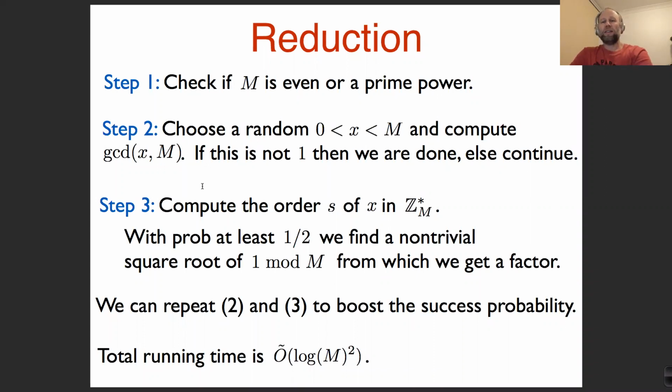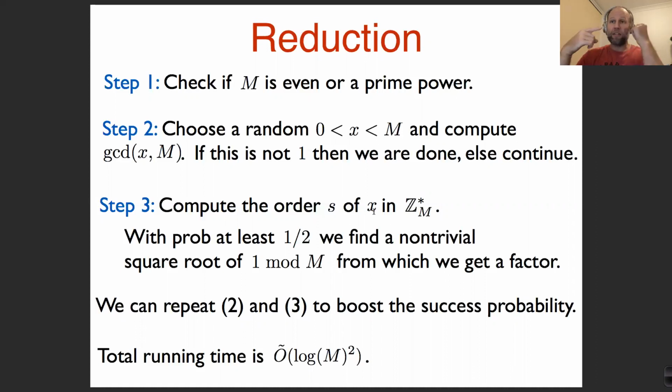Okay, so what's the complexity? The main complexity comes in step 3, that is, computing the order of x. To do that, we have to do this relaxed version of the period finding problem. We said that we had to repeat the quantum procedure log n many times to correctly compute the order with high probability. So that's a factor of log n.